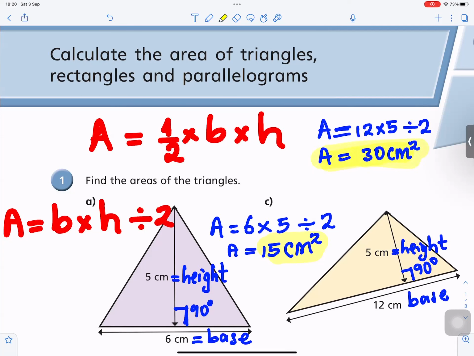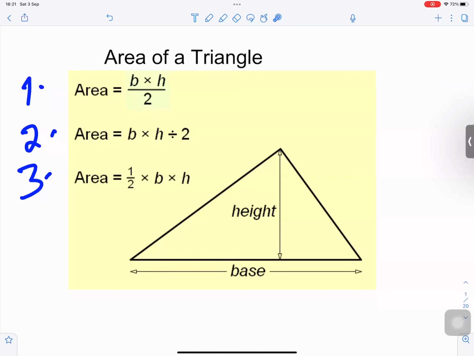So the area of a triangle is base times height divided by 2. You need to memorize that formula. There are different ways to write the formula for the area of a triangle. You could have base times height in the numerator divided by 2. Or you can write it as half times base times height. Remember, base times the height, the perpendicular height. Not this one, not this one.